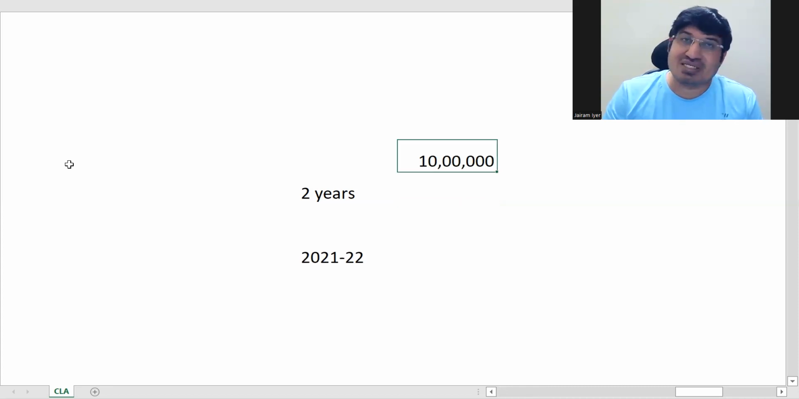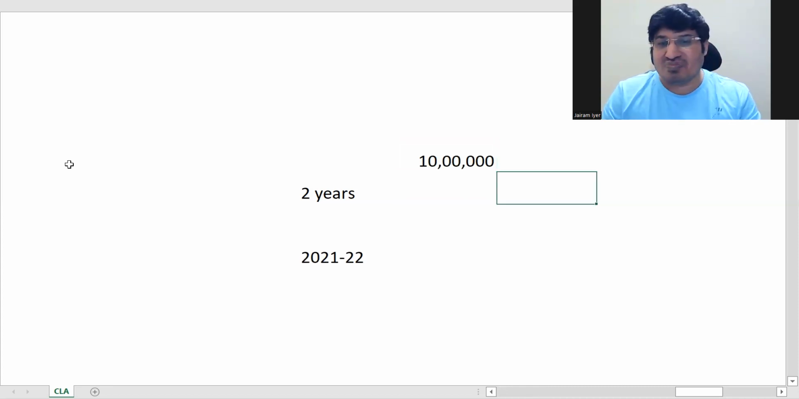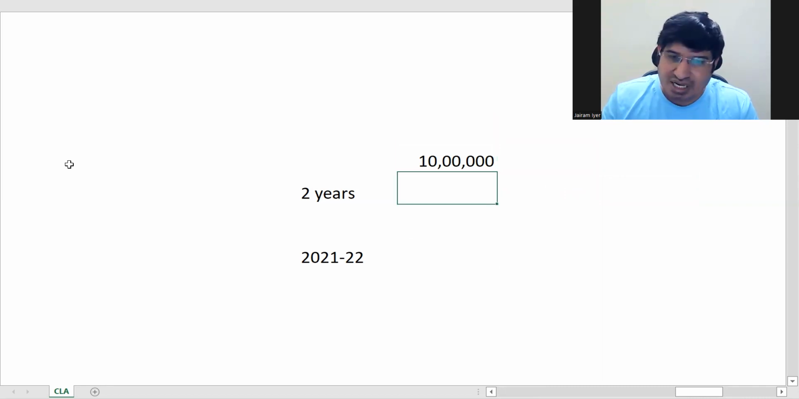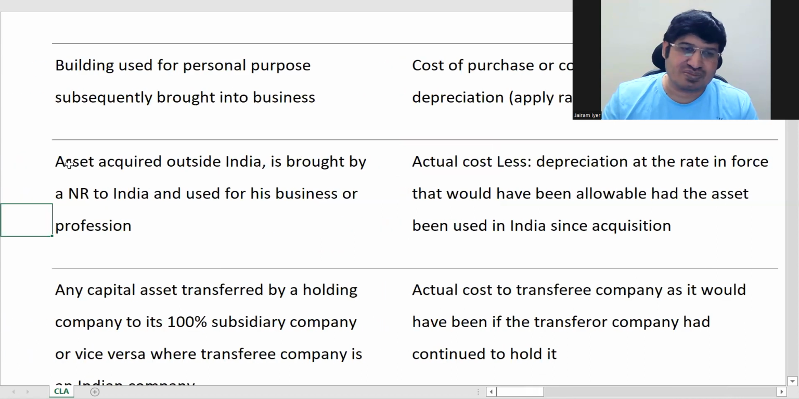They might say that abroad he got a depreciation of say 4 lakhs, whatever he got there. We have nothing to do with it. We'll take the purchase cost and will apply depreciation separately as per Indian rules.